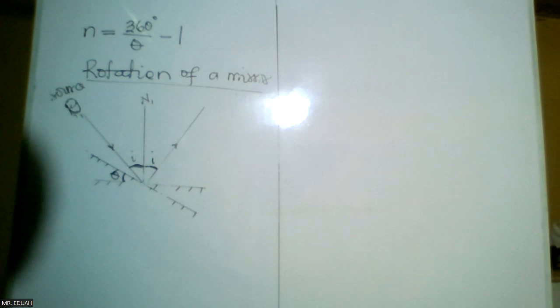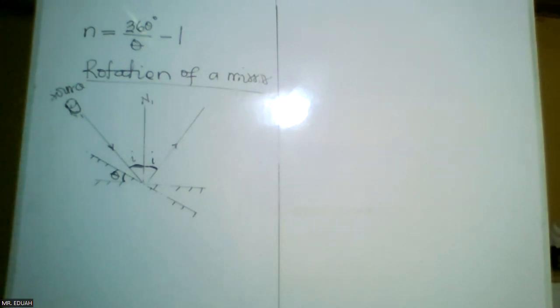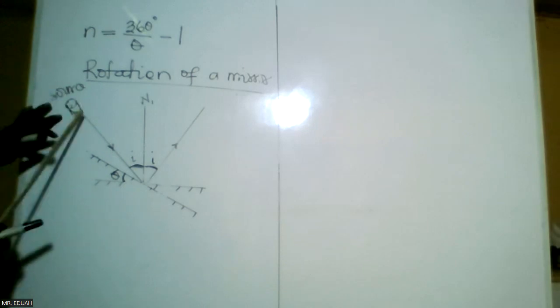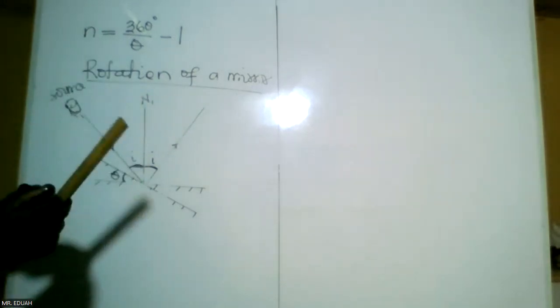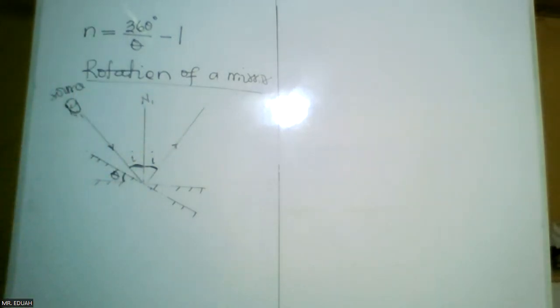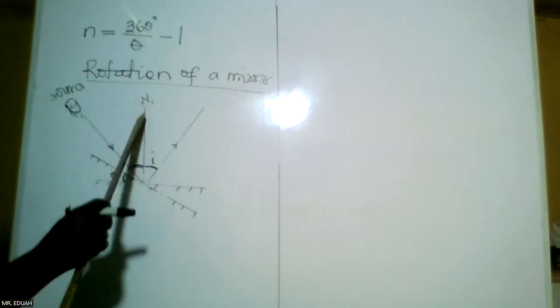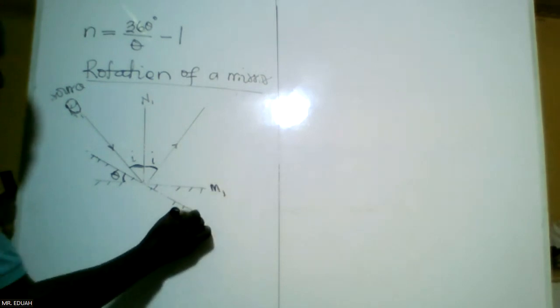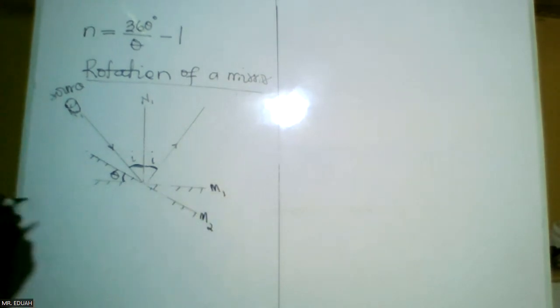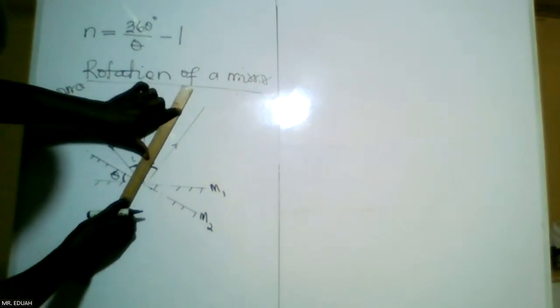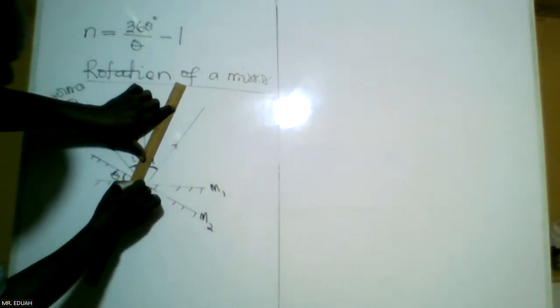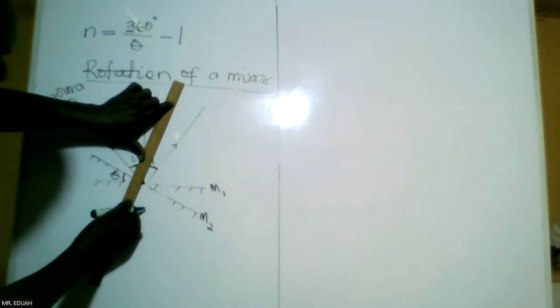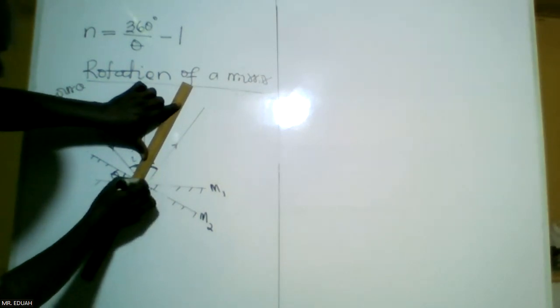Yes, please. All right. So we are not changing the direction of the incident light. It's still here. The normal is always perpendicular to the mirror. So N1 is perpendicular to mirror position 1. We have mirror position 2. We need to have a normal to it. And the normal must also be perpendicular to the second mirror position.